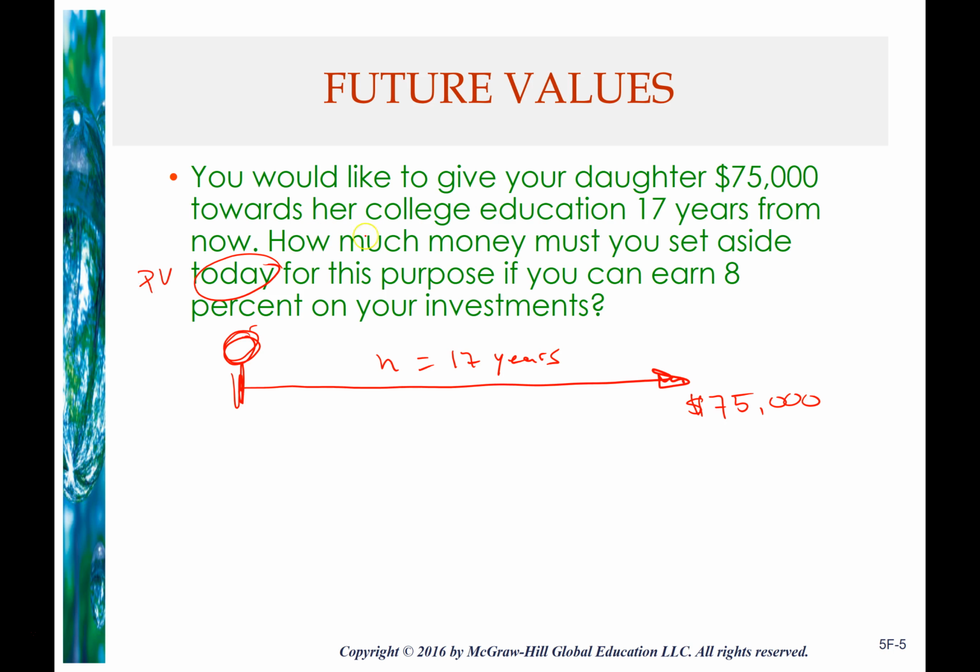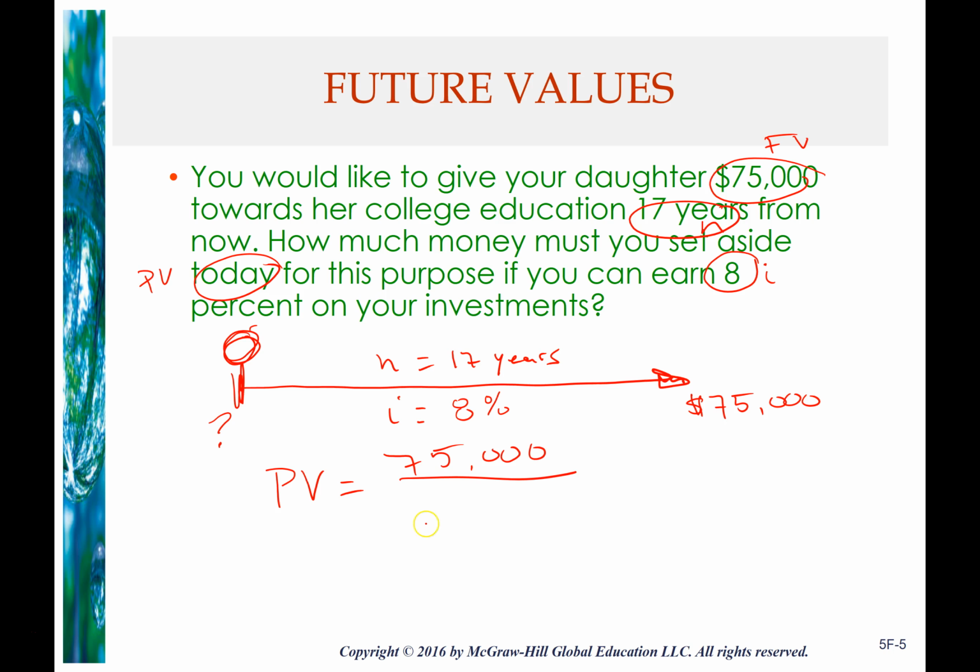You would like to give your daughter $75,000 17 years from now, so this is your future value. This is your n, and this is your I. Simple, right? You're earning 8% on a yearly basis for 17 years, and you're trying to find out how much money you should put in the account today. So you're looking for the present value, and the present value formula is simply your future value, 75,000, over 1 plus I to the n power, which is 17 years times 1. This is 8% here, sorry.